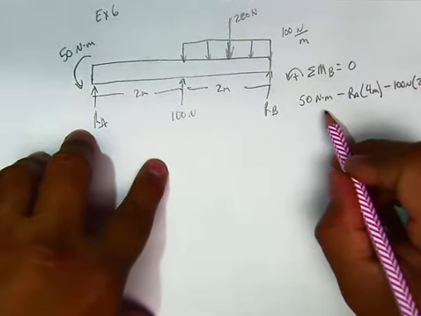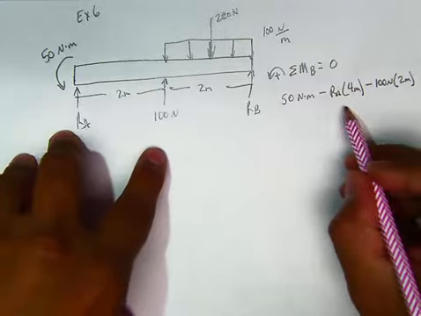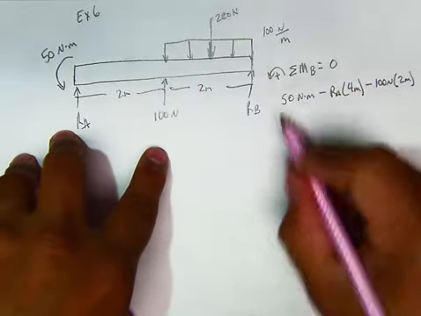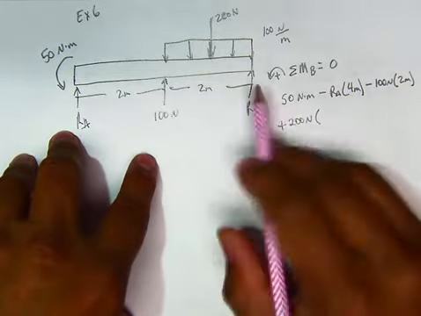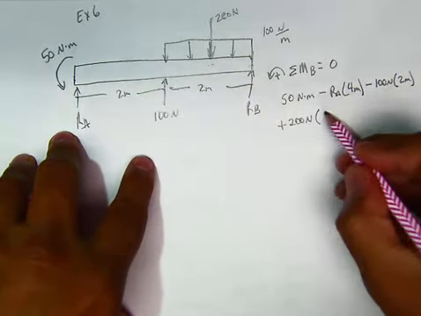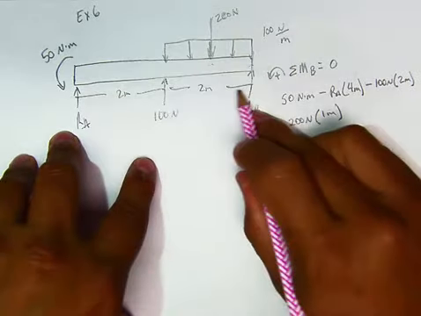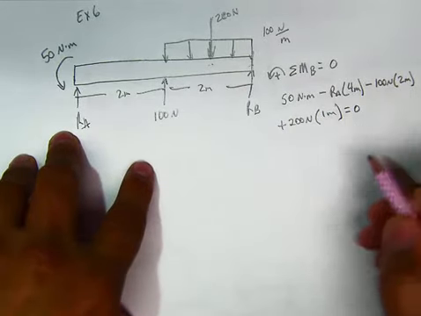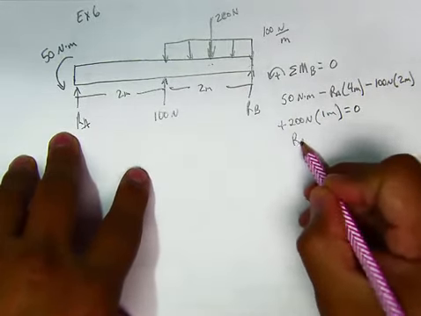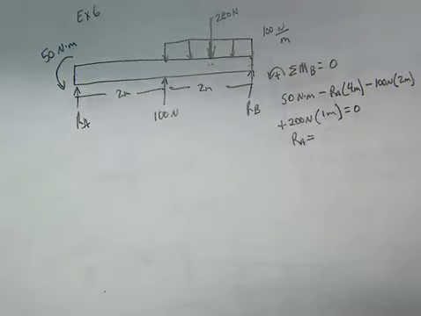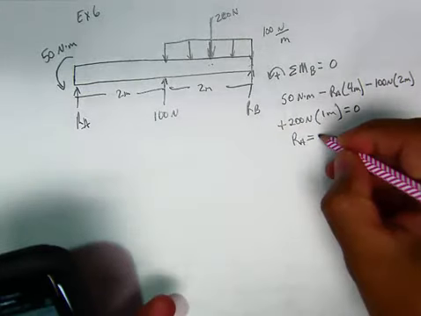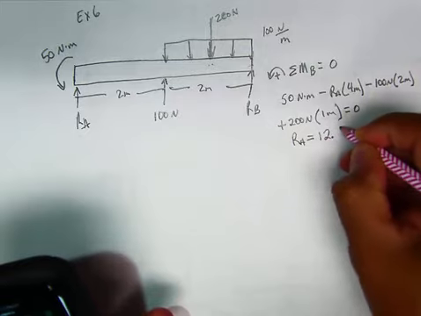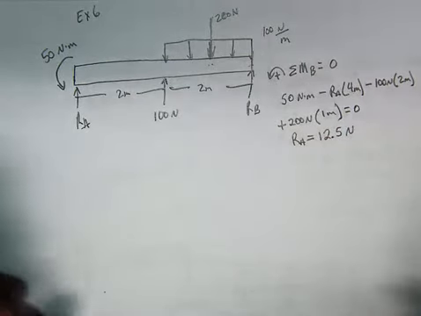I'm going to continue here in the bottom. And then I have this 200 newtons producing counterclockwise, so that one's positive 200 newtons. And that one's at a distance of 1 meter from A. And then that's pretty much it, equal to 0. Which gives me a value of RA of about 12.5 newtons.